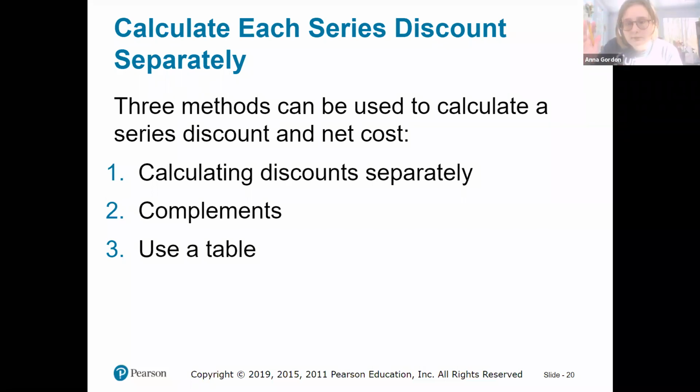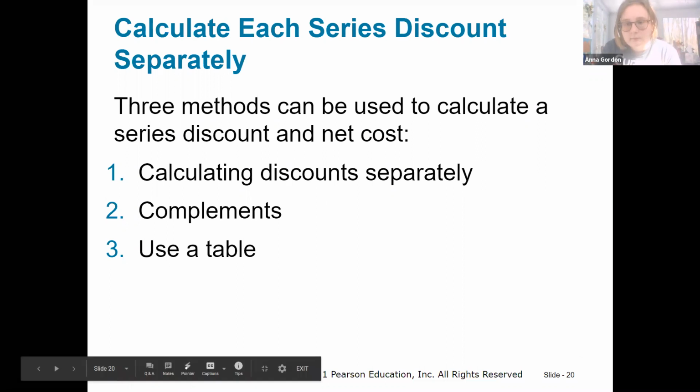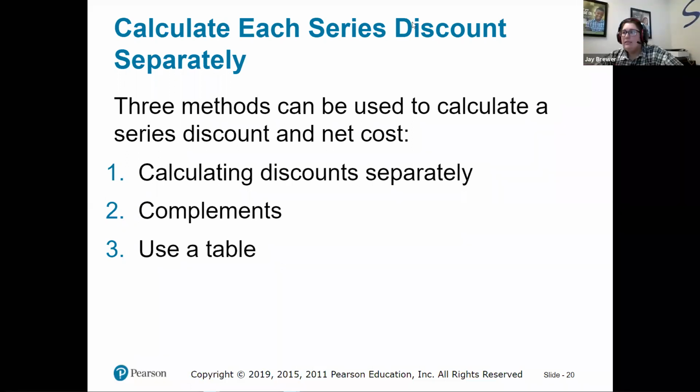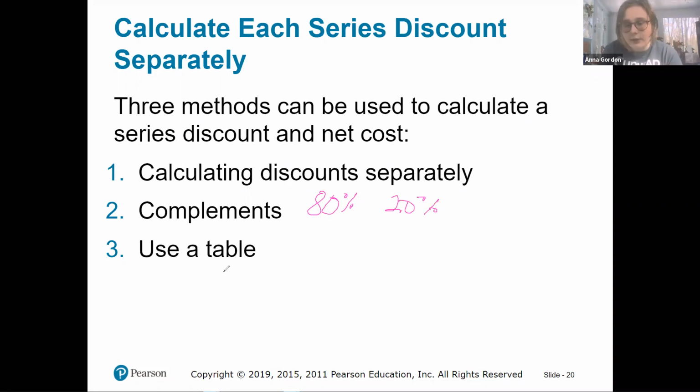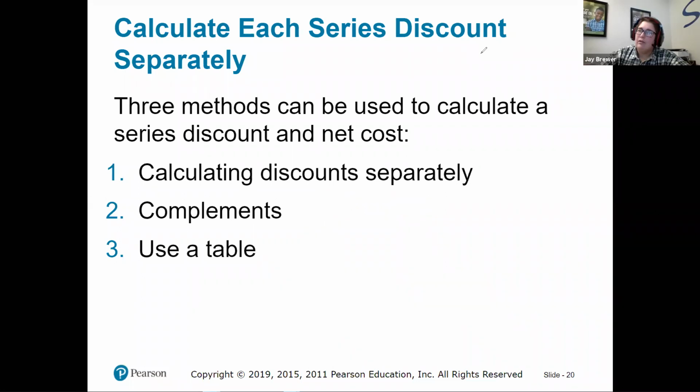I had a question. Sure. For number 2, what do they mean by complements? I believe what they're talking about here is if we have 80%, the complement to 80% would be 20%, because if you add them up, they give you 100. But we will have to see in the example if they show us a complement.